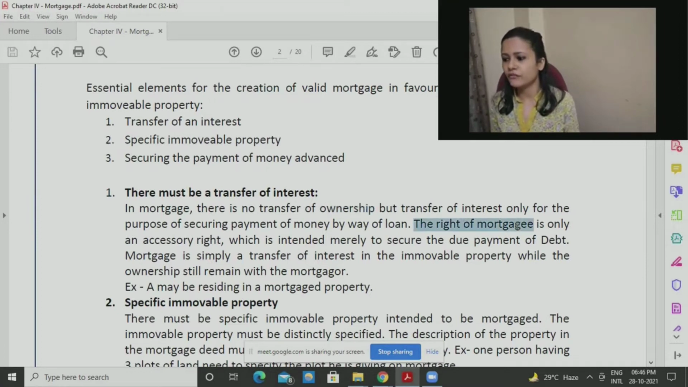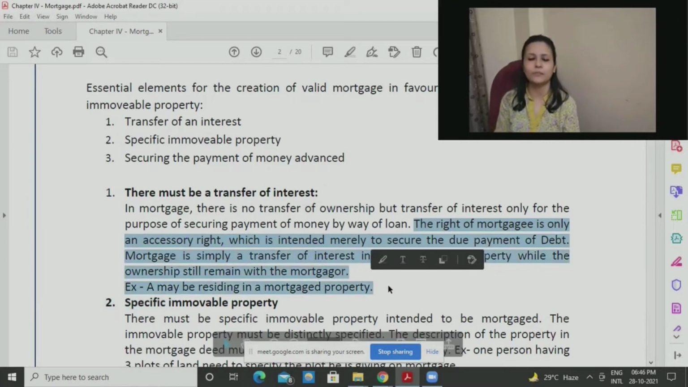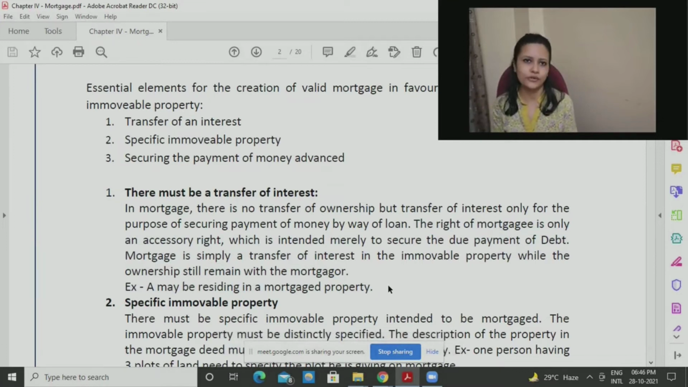The right of mortgagee is only an accessory right which is intended merely to secure payment of the loan. Mortgage is simply a transfer of interest in immovable property while ownership will still remain with the mortgagor. So the parties involved are mortgagor and mortgagee. Mortgagor is the owner of property who is transferring the property to another person, and mortgagee is the person who is giving the amount of loan.